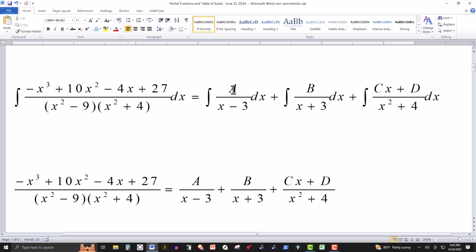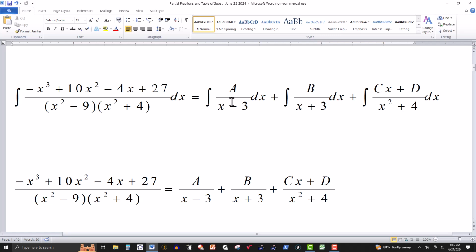One linear factor, so that would be a constant A over x minus 3. Another linear factor, x plus 3. Then we have a constant B in the numerator. And then the second factor is an irreducible quadratic, doesn't factor into real values. So that takes the form Cx plus D over x squared plus 4.